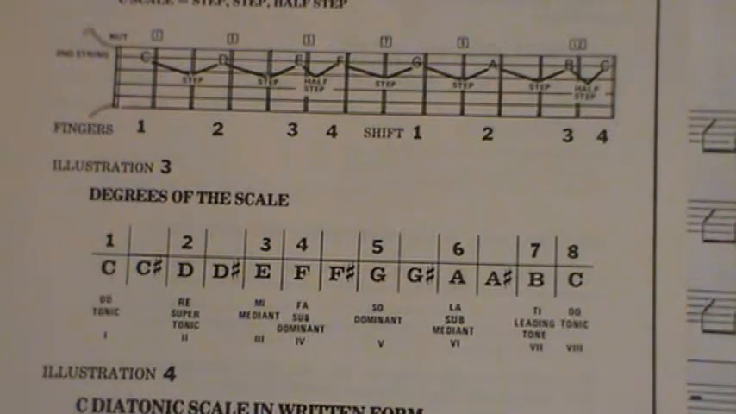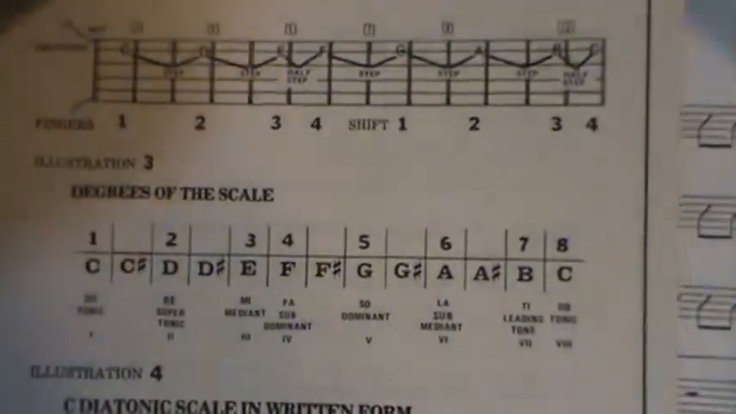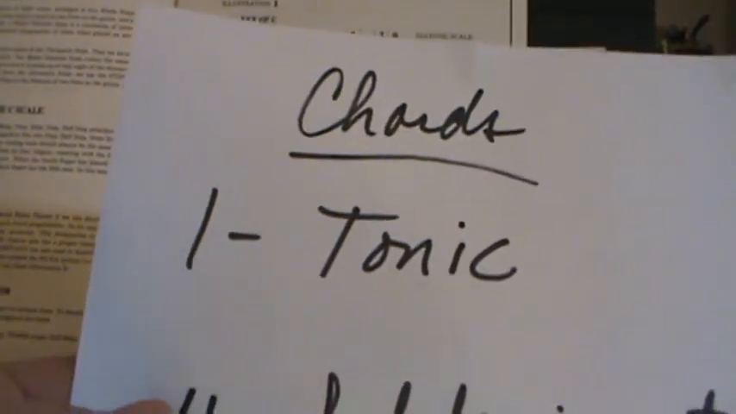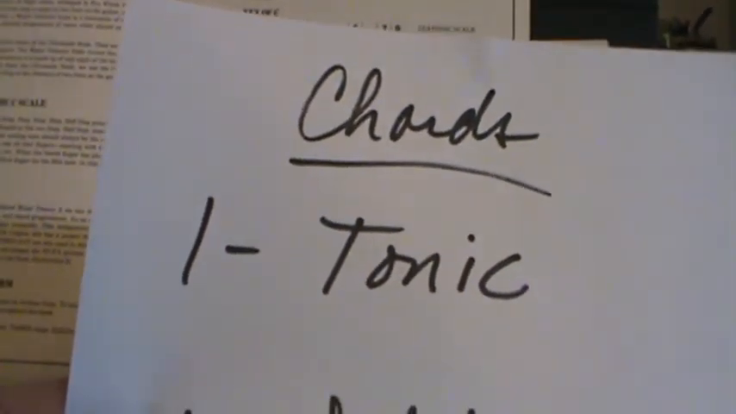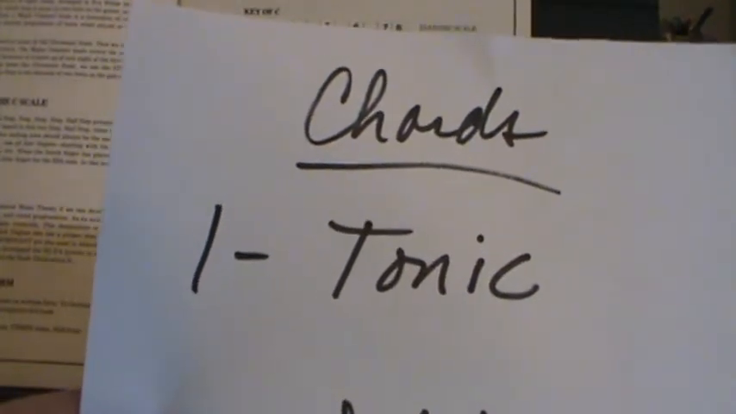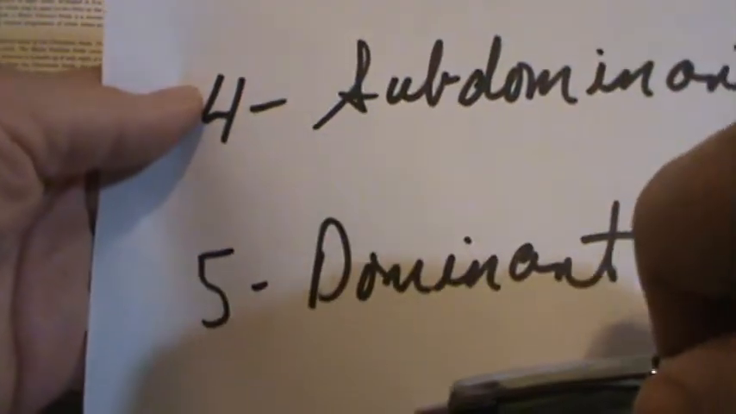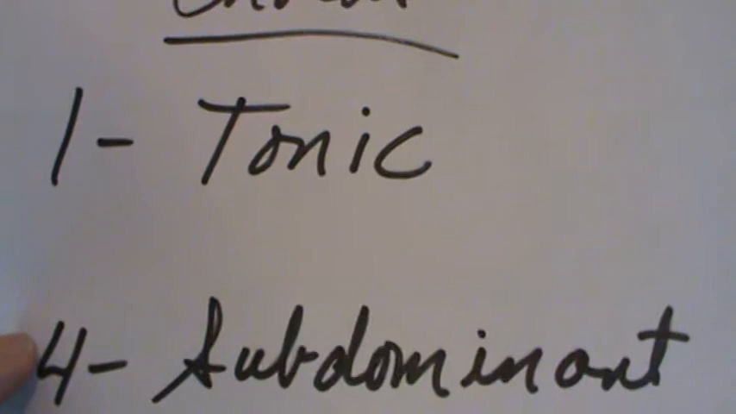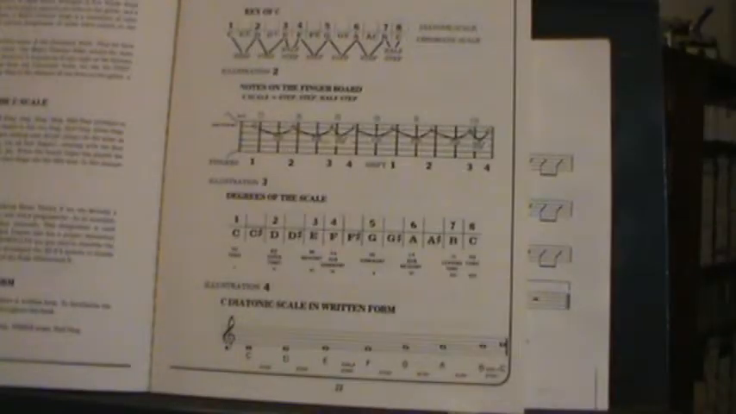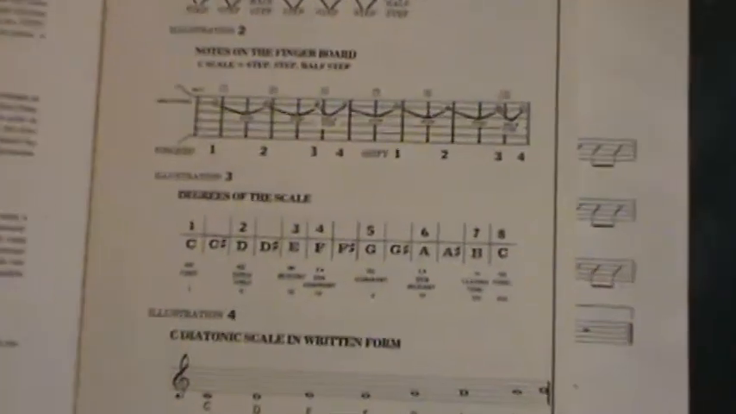This is the main point I want to emphasize on finding your chords. Back to this sheet here. What we're looking for in finding the correct chords in a 12-bar blues progression in any key is the 1, 4, and 5: the tonic, subdominant, and dominant. 1, 4, and 5. Those are your magic numbers. Keep those, memorize them. 1, 4, and 5.